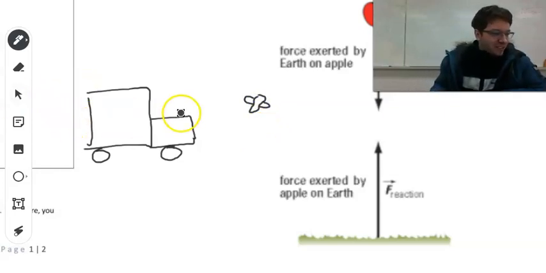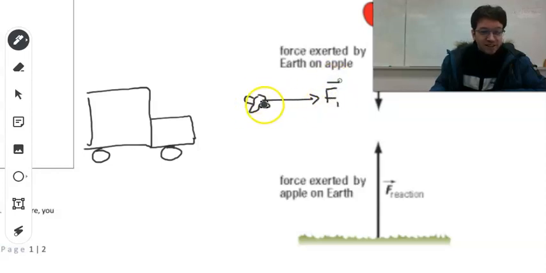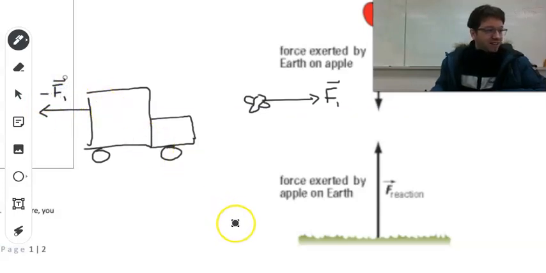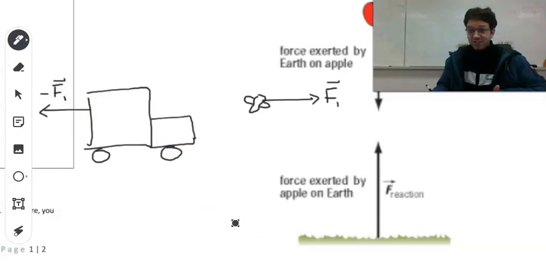Alright, now the truck's coming along, hits the bug. Now it's going to sound weird, but if the truck puts a force, let's call this F1, on the bug by smashing into it, the bug also puts the exact same force, I'll call it negative F1, on the truck. So why then does the bug get smushed and the truck doesn't? And that has to do with mass.